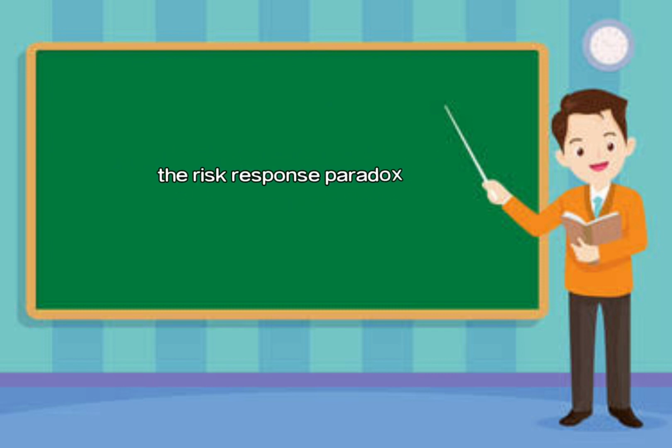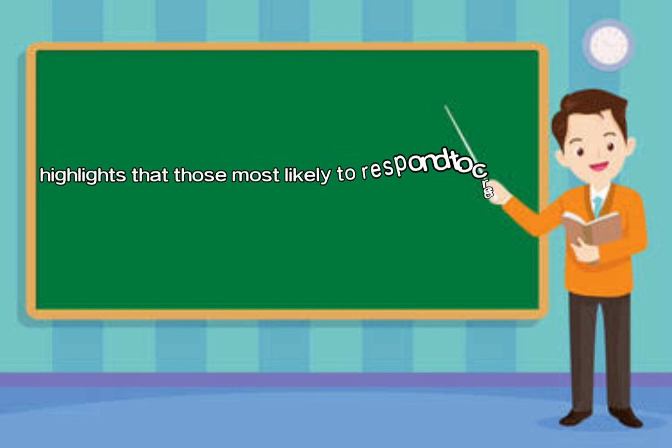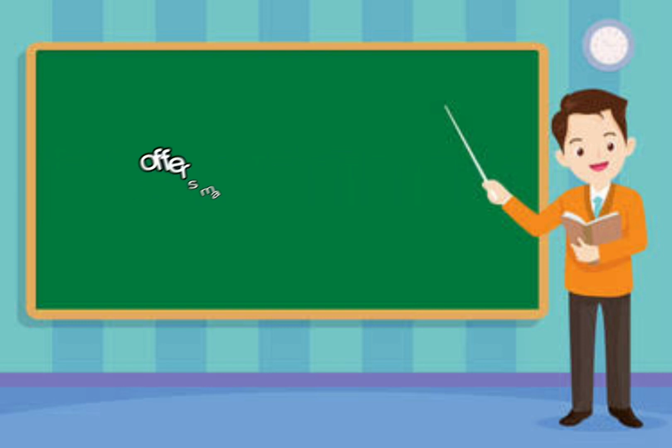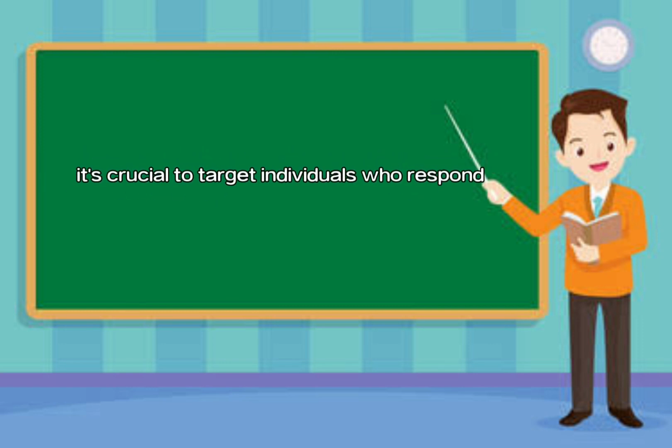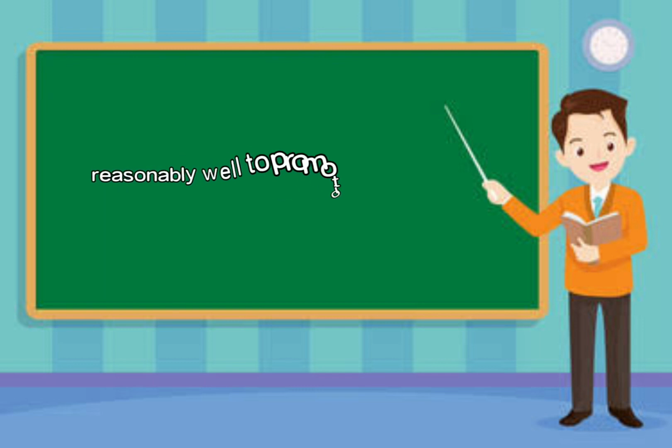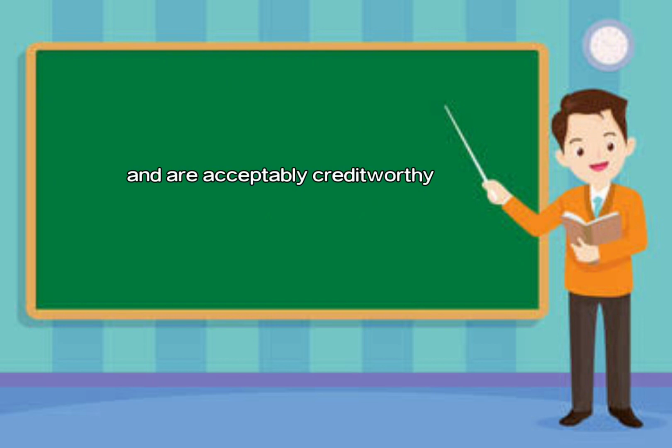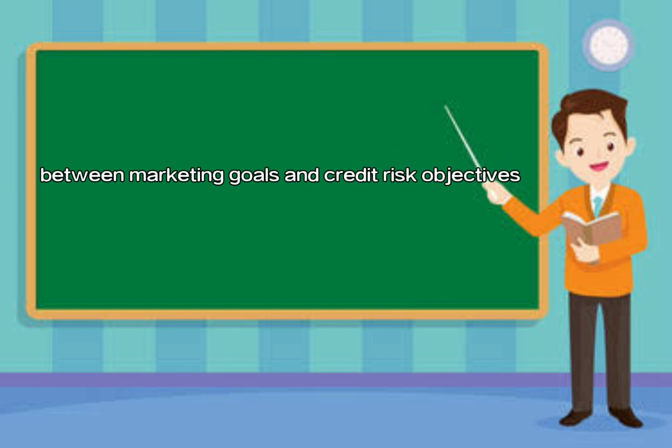The risk-response paradox highlights that those most likely to respond to credit offers may be high credit risks, and vice versa for low-risk individuals. Optimal strategy. Balancing act. To strike an optimal strategy, it's crucial to target individuals who respond reasonably well to promotional activities and are acceptably creditworthy. The challenge lies in finding a balance between marketing goals and credit risk objectives.